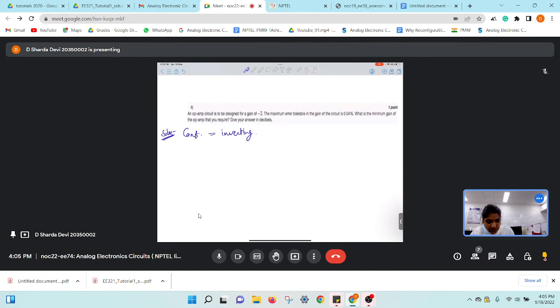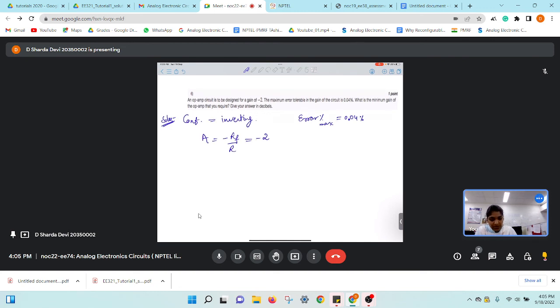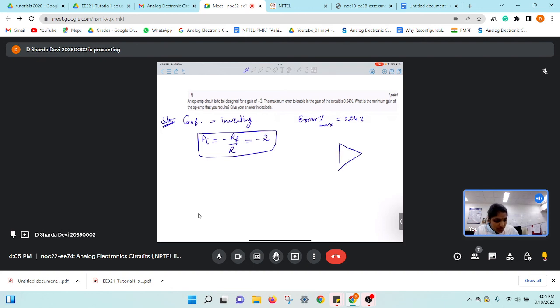So that means A, that is minus RF by R, is actually -2. This is clear? And it says that the maximum error tolerance in the gain of the circuit is 0.04%. So what is the minimum gain of the op-amp that you require? Okay, so this is the gain that we know for an inverting configuration. How does your inverting configuration look?